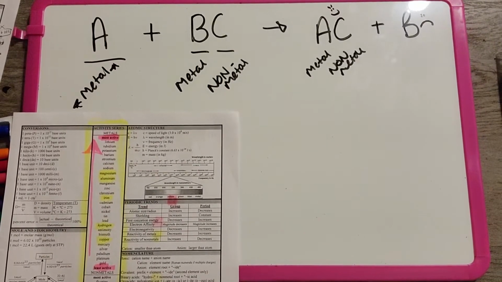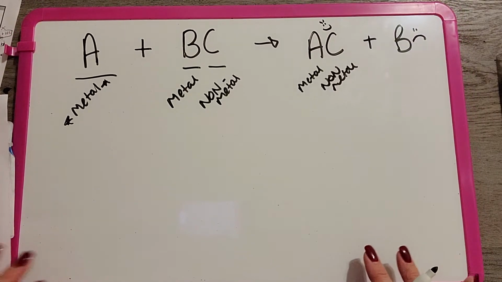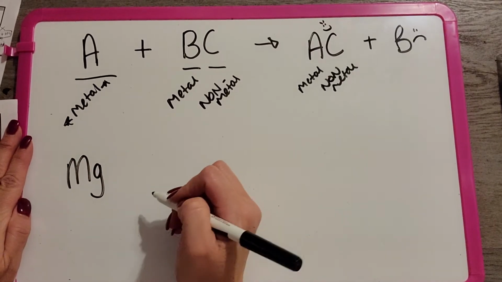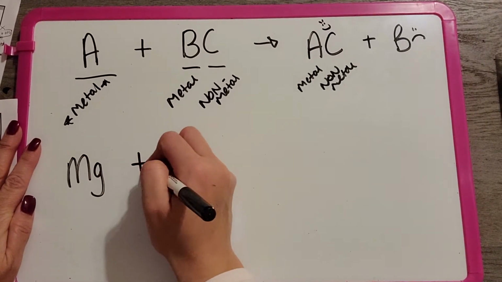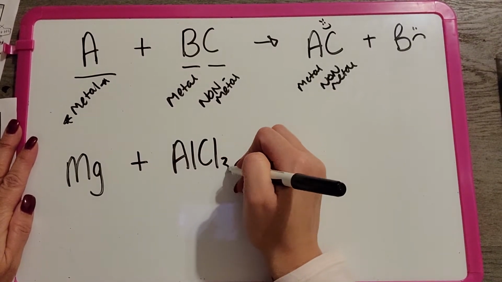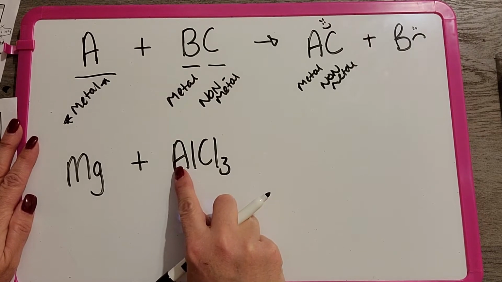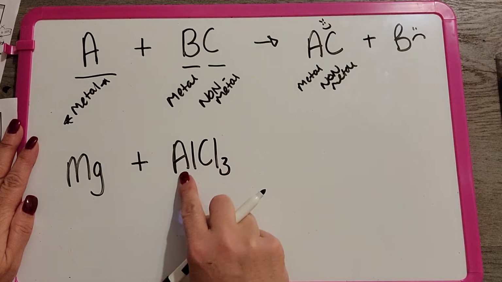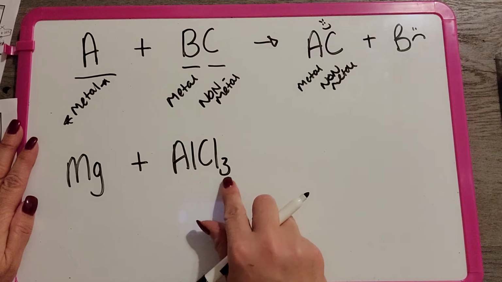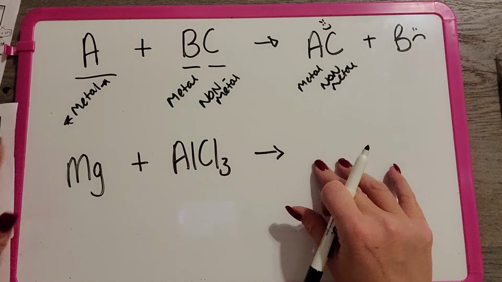So let's do an example. I'm going to leave this up here. So one of the experiments that you're going to see today is going to be magnesium, pure magnesium metal, plus aluminum chloride, AlCl3. Now this 3 came from the fact that aluminum is a +3, chlorine is a -1, so crisscrossing those charges, you get AlCl3. That's important, but not important when we go to write the products here.